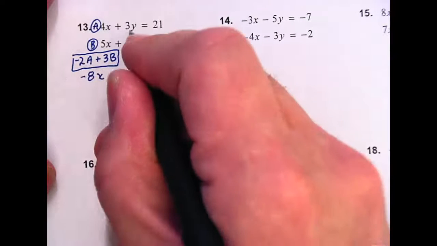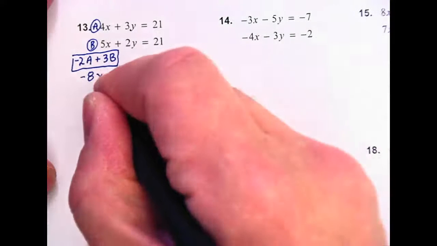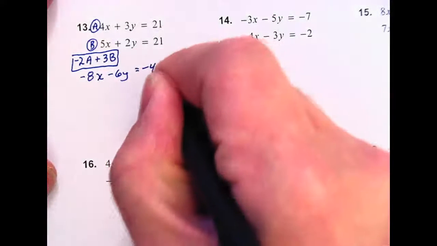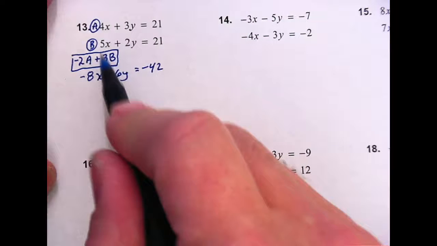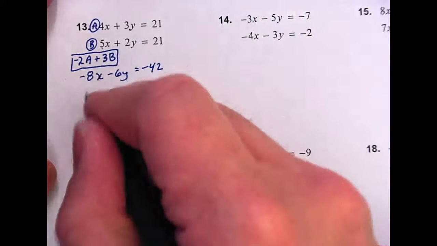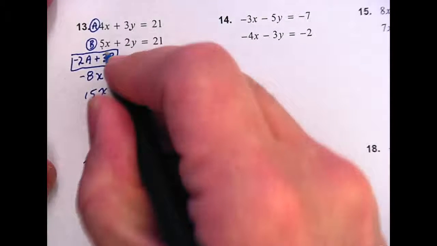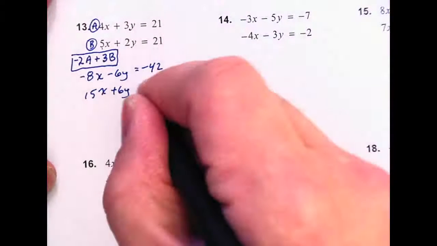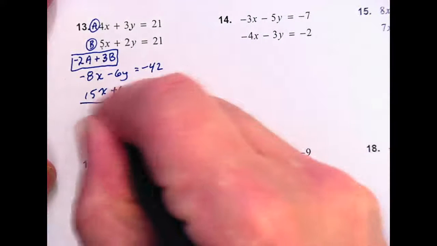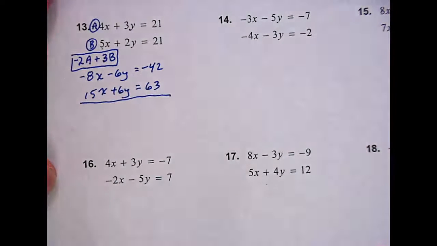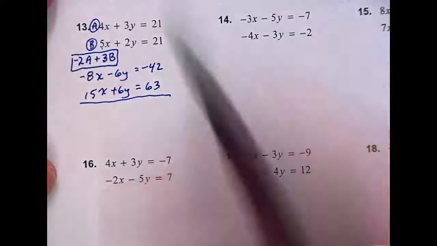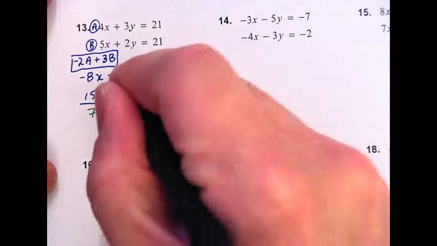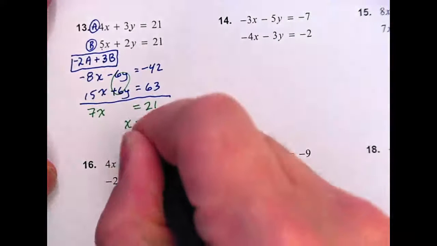that's negative 8x. Negative 2 times 3 is negative 6y, and negative 2 times 21 is negative 42. And then 3 times equation B, so 3 times 5 is 15. 3 times 2 is 6. And 3 times 21 is 63. I add them up. My y's disappear. I end up with 7x equals 21. And so 1x is 3.